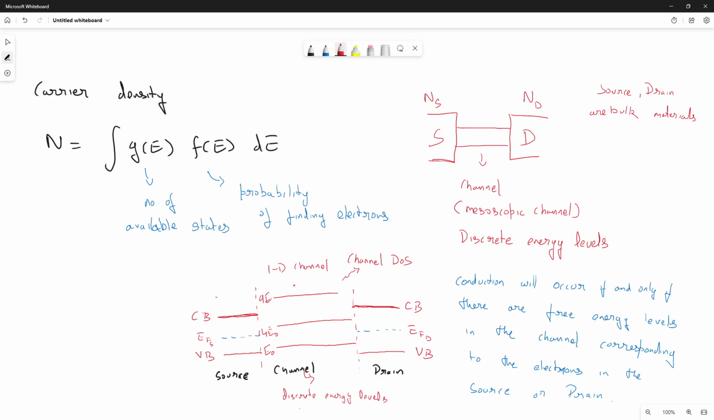Now, if my channel already has 2 electrons here and 2 electrons here, then when will conduction occur? First, I need to take an electron from here to the 9 E naught level. Then, from this point I need to remove that energy and send it down to the conduction band of the drain. Is that clear? Do you understand this mechanism?